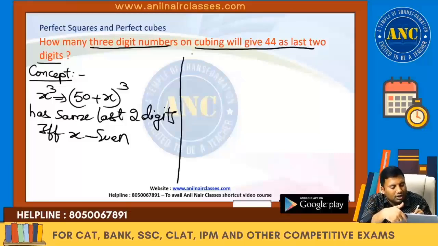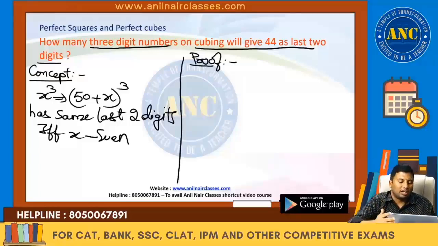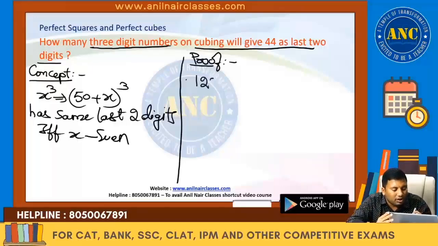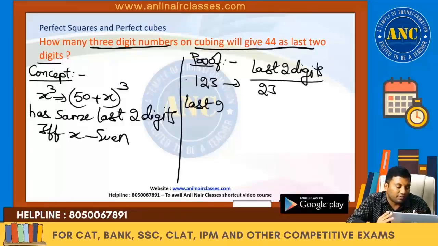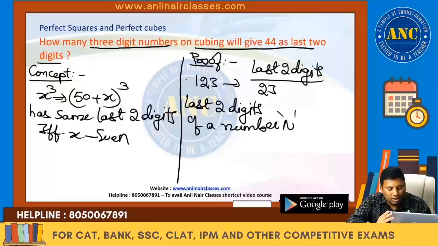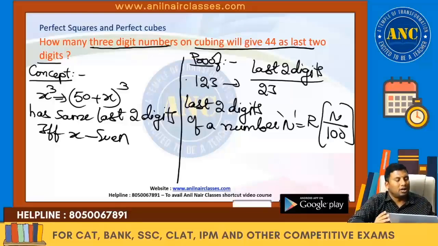Proof. Listen carefully, sir. None of these concepts you will find anywhere in the other YouTube videos. You have to come and sit and listen to my concept. Suppose 123. Last two digits of a number is 23. So the last two digits of a number is nothing but the remainder when you divide the number by 100.